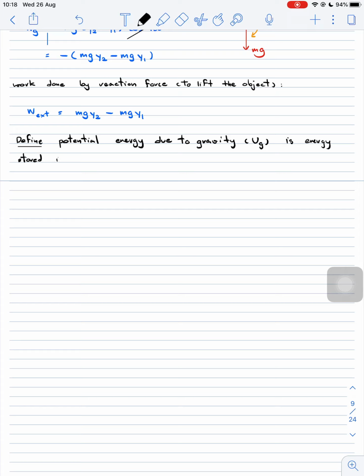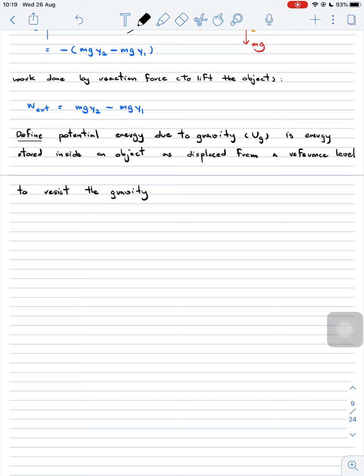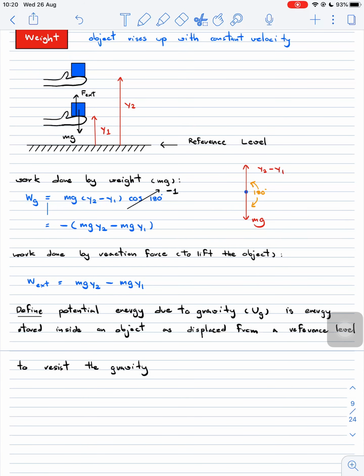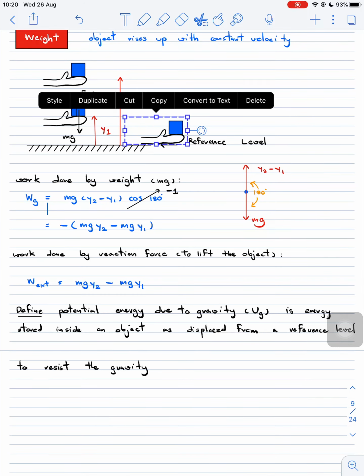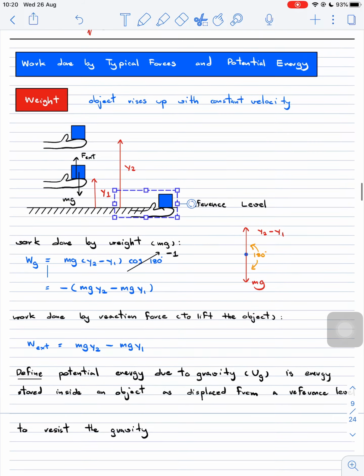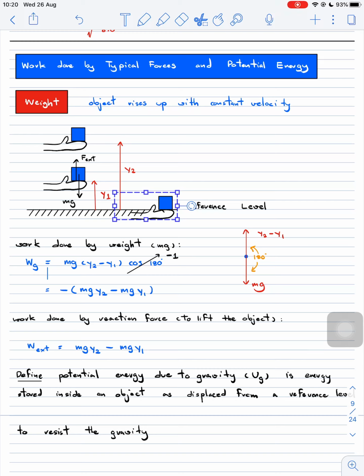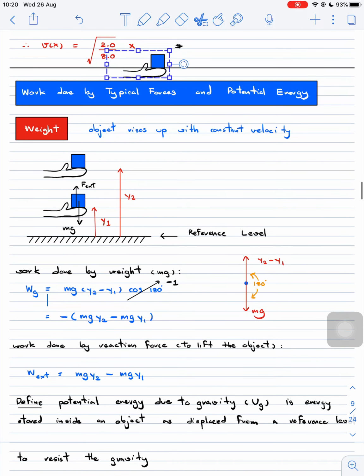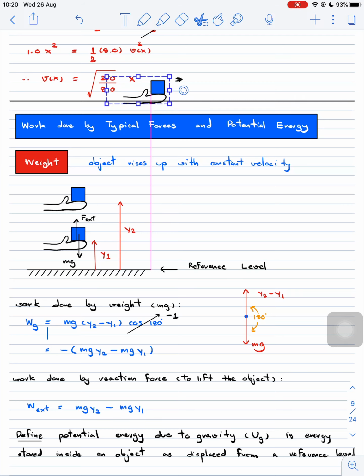It is the energy stored inside an object as displaced from a different level to resist the gravity. For example, in this case, if we say the ground is the reference level, and we put the object on the ground, it means there's no potential energy, because the object will be stable to stay on the ground. But if we move the object going up, the more the object goes up, the more the potential energy will be stored. So that will be the idea.